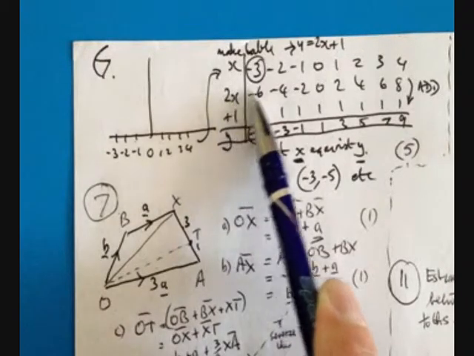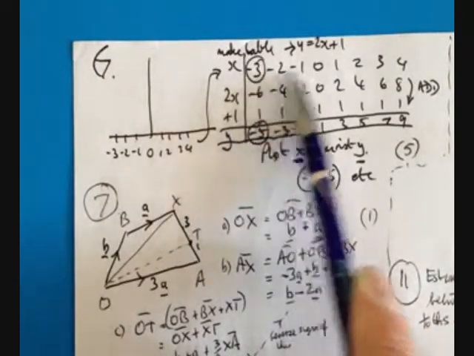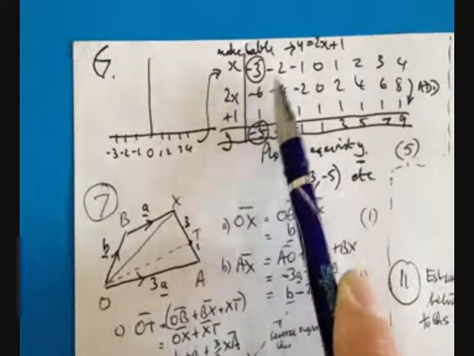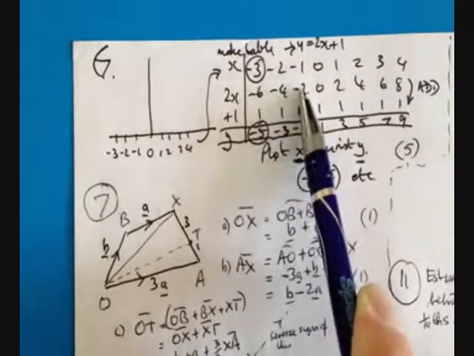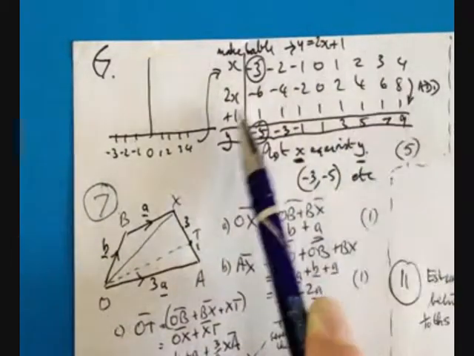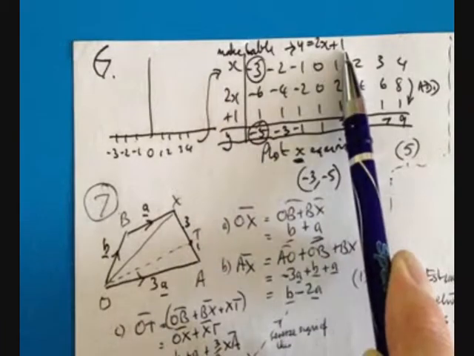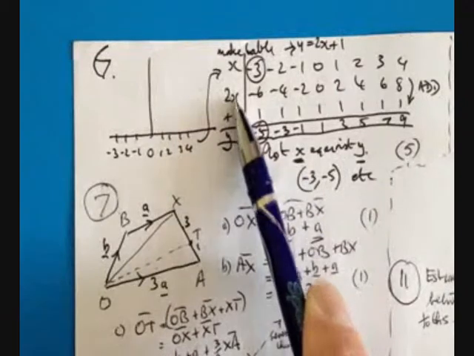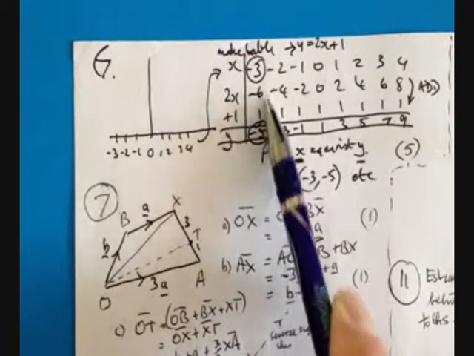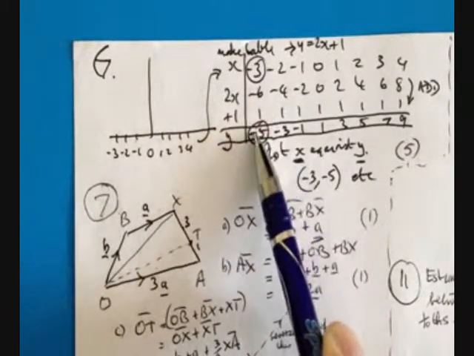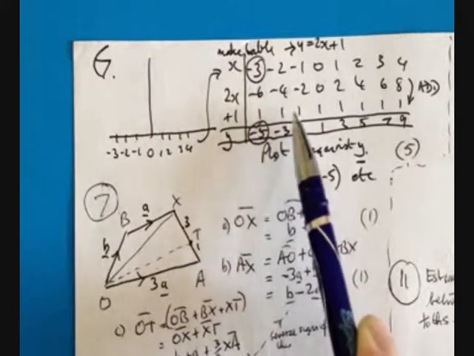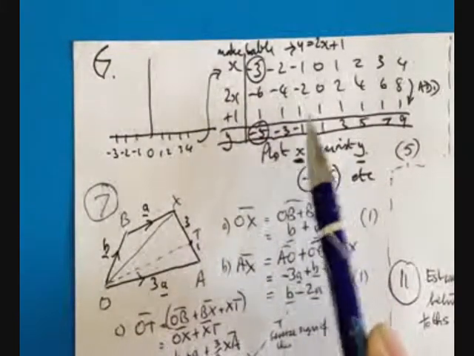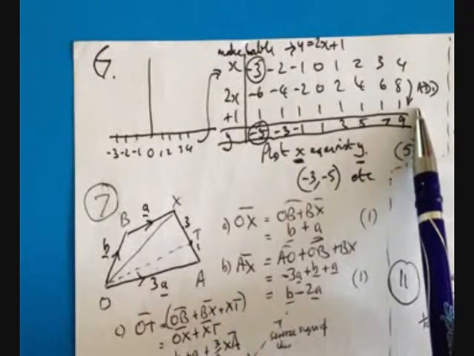I now work out the 2x row. So 2x is 2 of these. 2 times minus 3 is minus 6. 2 of those, minus 4, and so on. Then the 1 is unaffected by anything, so 1's across the bottom. And then these two together make y, so I add them together. Minus 6 and 1, minus 5. Minus 4 and 1, minus 3. Minus 2 and 1, and so on. Okay?